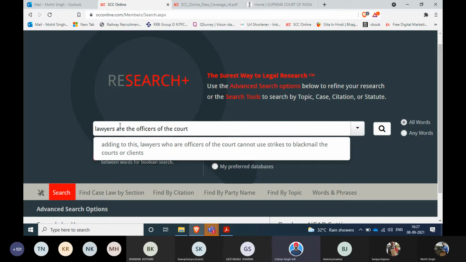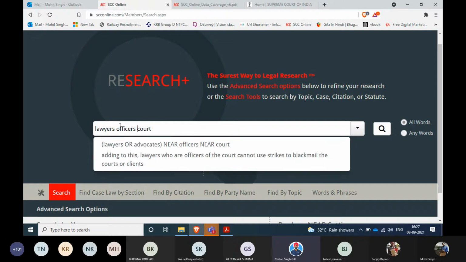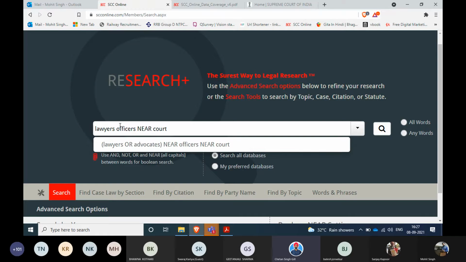Now this builds up a dilemma in my head: if I write this, I will not get the other derivatives of this sentence. So we come back to the first suggestion that I made. Keep it short and simple. Write only the main words. What are the words which are occurring irrespective of the three statements that he made? We have taken three words: lawyers, officer, court. Write the word near in between. You will get your judgments wherein these words are coming in any form for that matter.